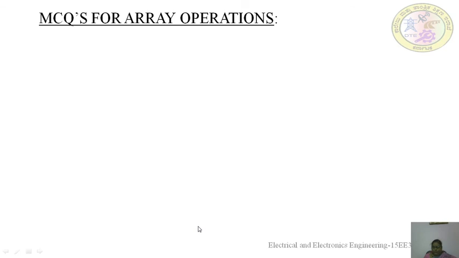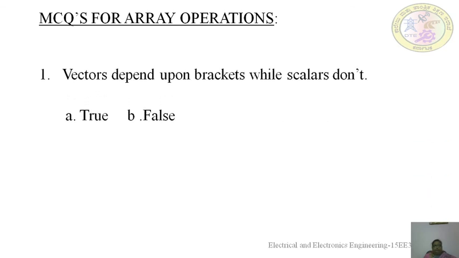Okay, now let us see some of the questions. Vectors depend upon the brackets while the scalars do not. That means whenever you are entering the vectors, you are entering them in brackets only. That is why the answer will be A. So always the vector depends upon the bracket.